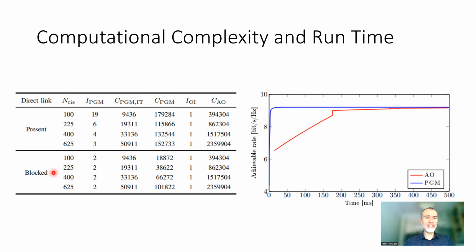If we take the case where the direct link is blocked, it's even more favorable to the PGM. In fact, in that case, you have a very small constant number of iterations for the PGM. So even though the complexity is increasing, it's increasing very slowly, and it's a very favorable comparison with the complexity of AO. If we turn to looking at the runtime rather than just counting iterations, then we find the comparison is even more stark. For the alternating optimization, the time required for convergence is orders of magnitude higher than what we need for the convergence of the projected gradient to a near optimal achievable rate.